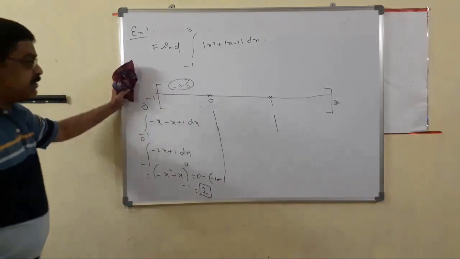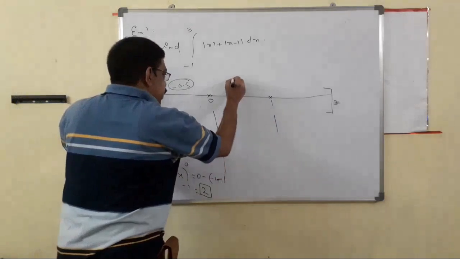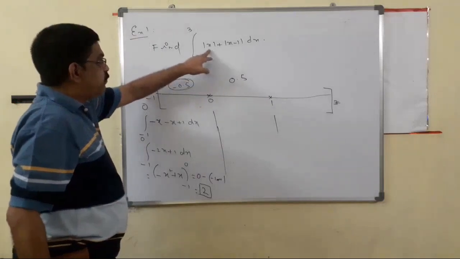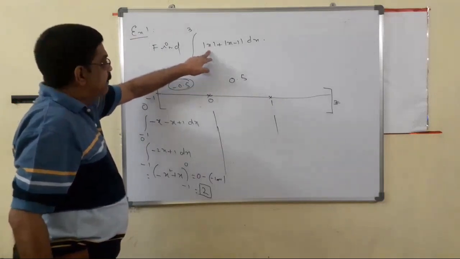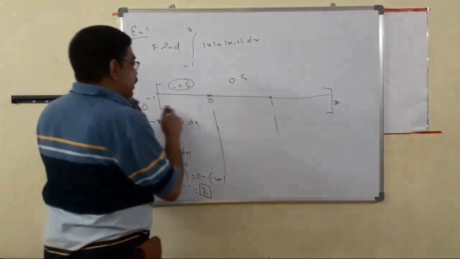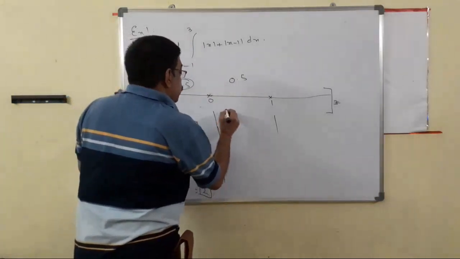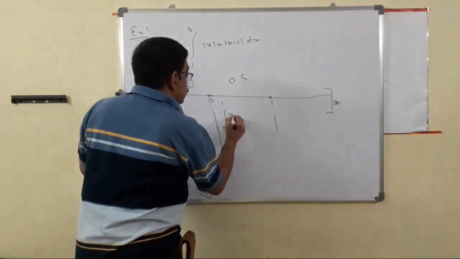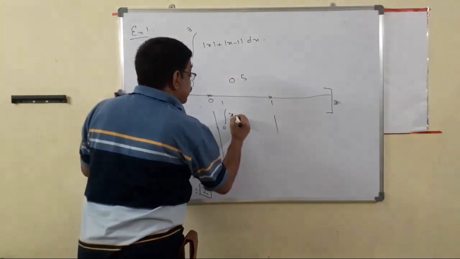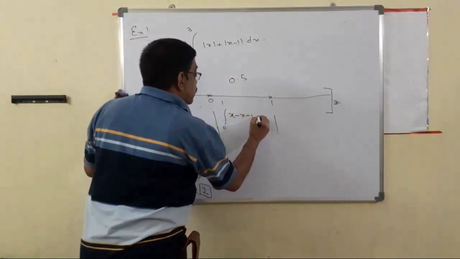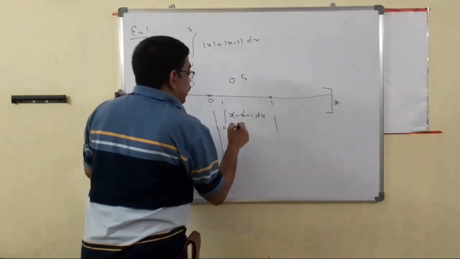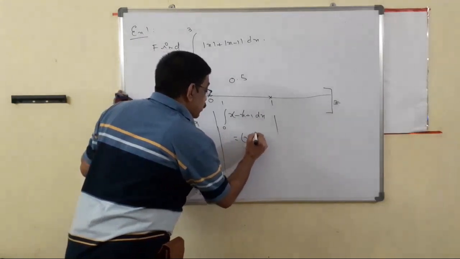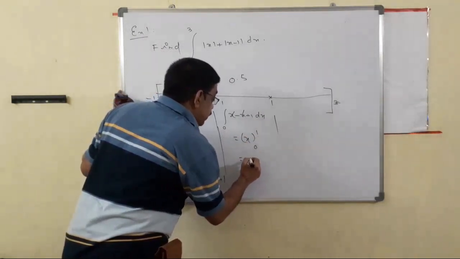Can you tell me what happens in the interval between 0 and 1? Choose any value, say 0.5. In the modulus, x is positive, but x minus 1 is negative, so the negative sign gets attached. The integral from 0 to 1 of x minus x plus 1 dx. I get simply 1 dx, whose integral is x with limits from 0 to 1, which gives me the value 1.